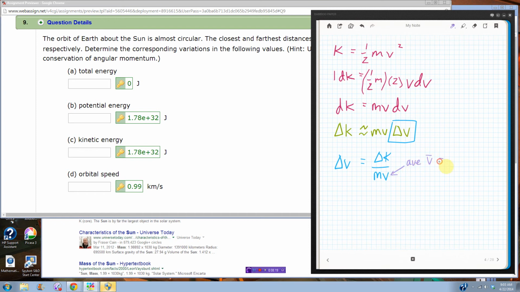An average velocity of the orbit is the distance it travels over the time it travels. The distance traveled is the circumference of the orbit. Remember, if it's a circle, and it's almost circular, these are approximations. This is not going to be perfect. And then t is the time it takes to travel one orbit, which we call the period.